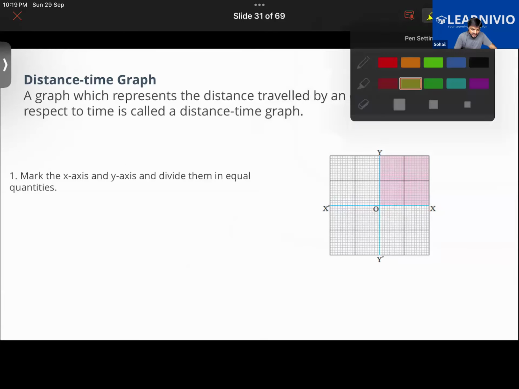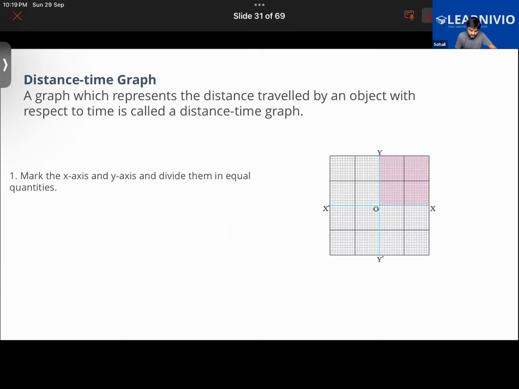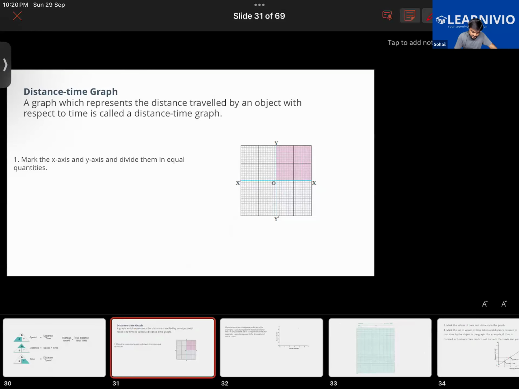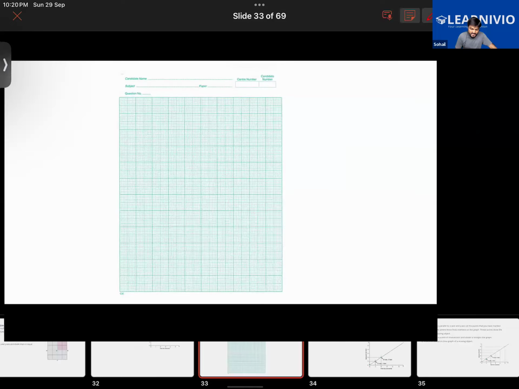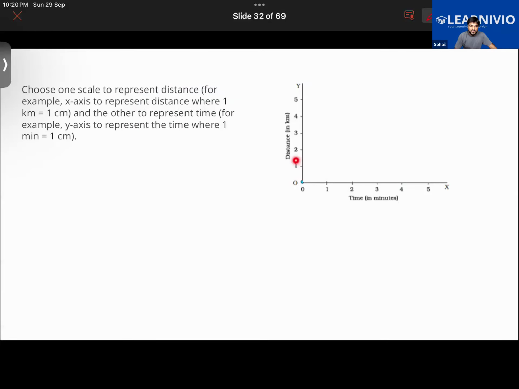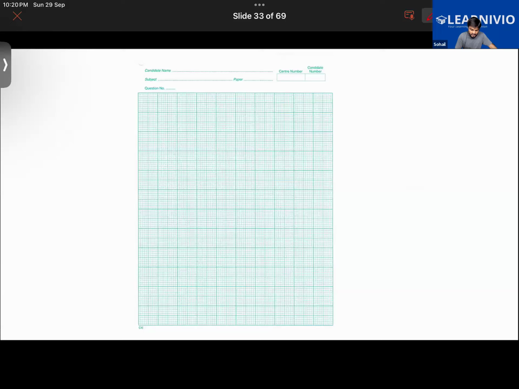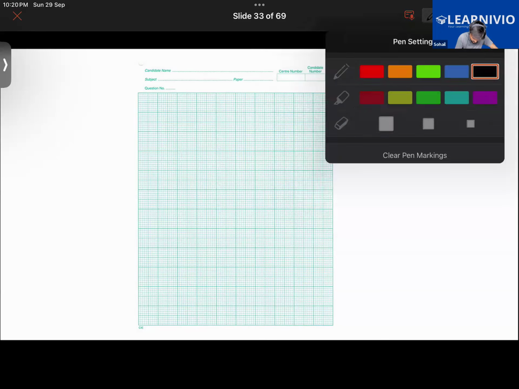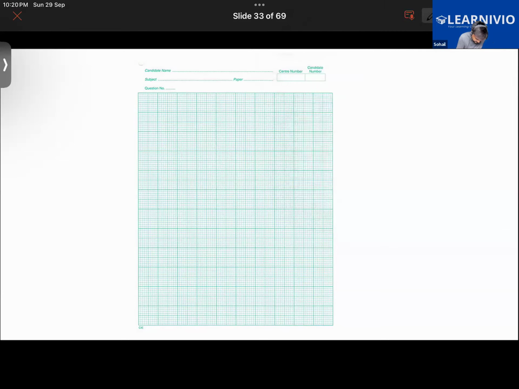So using the data given in that table, let us draw. What did I tell you guys moments ago? On the x-axis, what do we plot? You plot the time. And on the y-axis, we plot distance. All right? So first of all, we are going to take an appropriate scale. Let's draw it like this. Let's start from here.